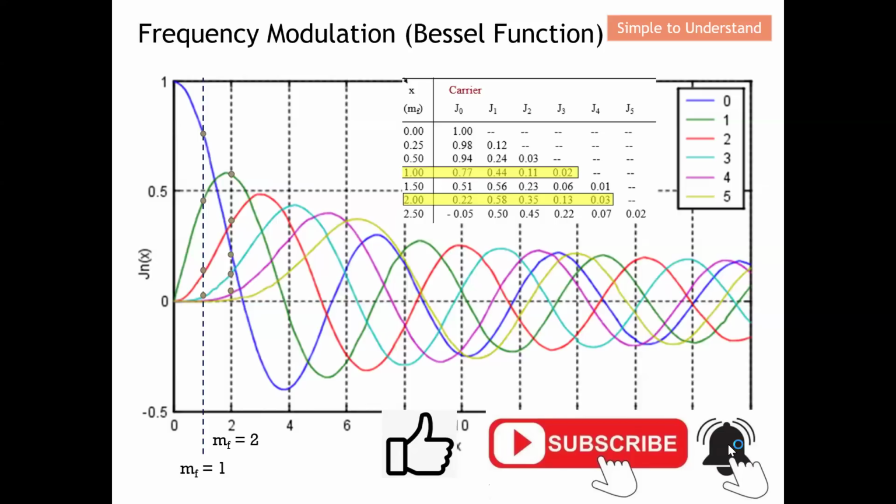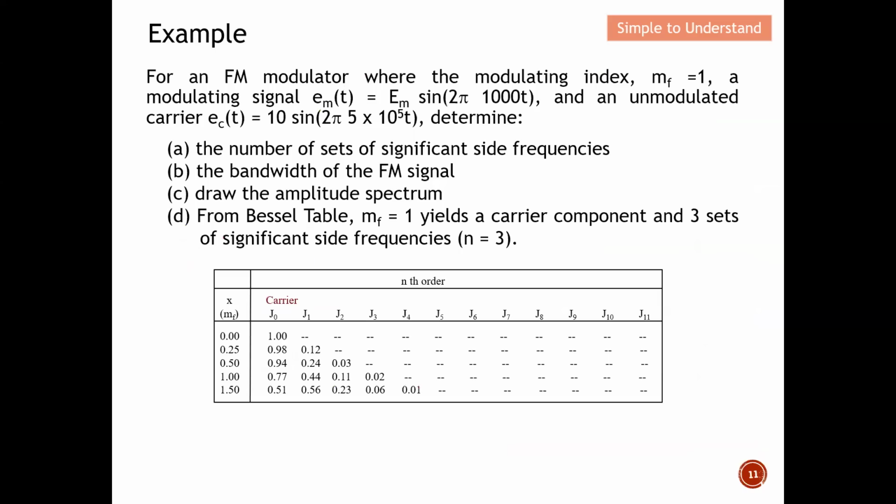Let's take a look at the example so that it will be very clear. For an FM signal where the modulation index equals 1, this is the modulating signal, and we have this carrier signal over here. Firstly, we are tasked to determine the number of sets of significant side frequencies. How can we do this?